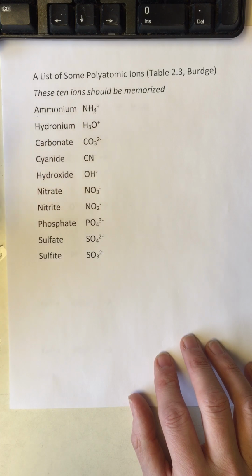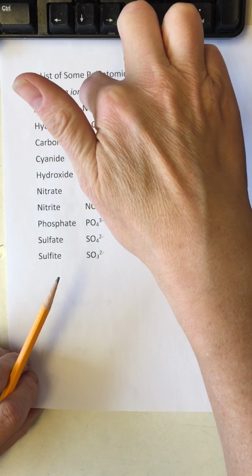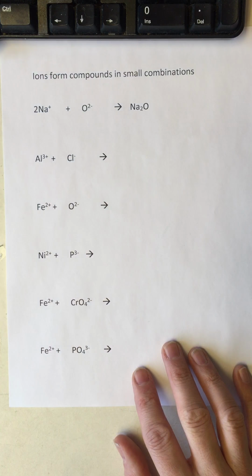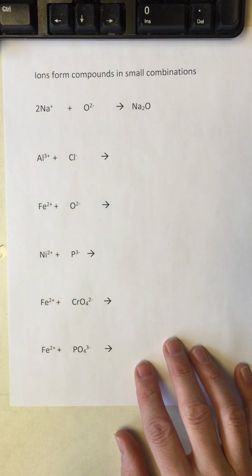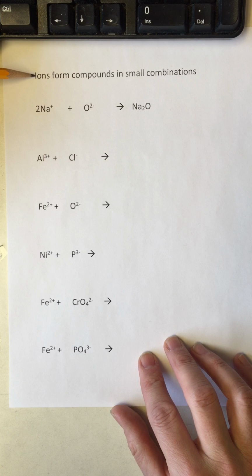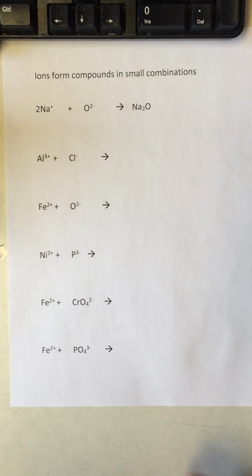Make sure that you're able to write their chemical formulas from their names, and vice versa. If you know their name, you can find the formula, and if you know the formula, you can find the name. Other instructors in the future may require you to memorize more than those 10, but for this course, those are the 10.